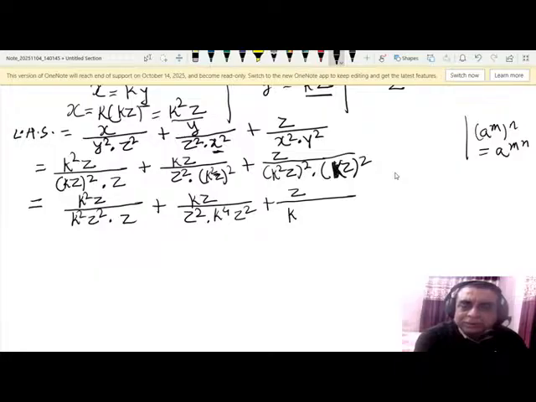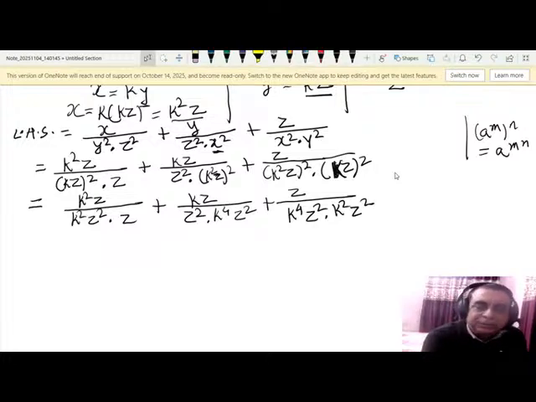So this becomes k to the power of 4 z squared times k squared z squared. Okay, so that is the formula. Now you please simplify it. So k and z cut out from the top and bottom. k squared and k squared cut out.